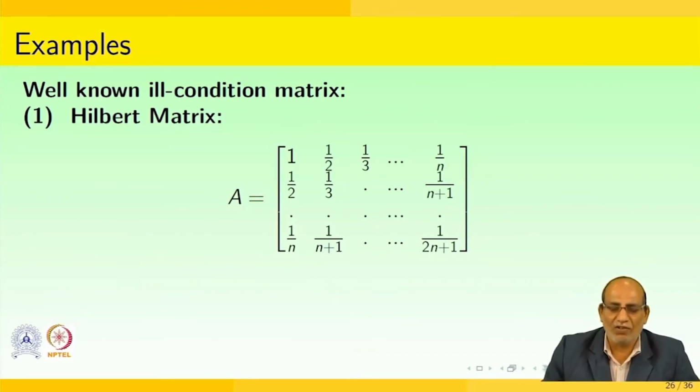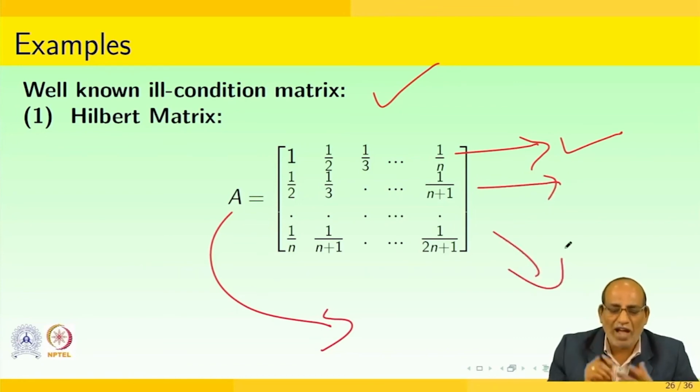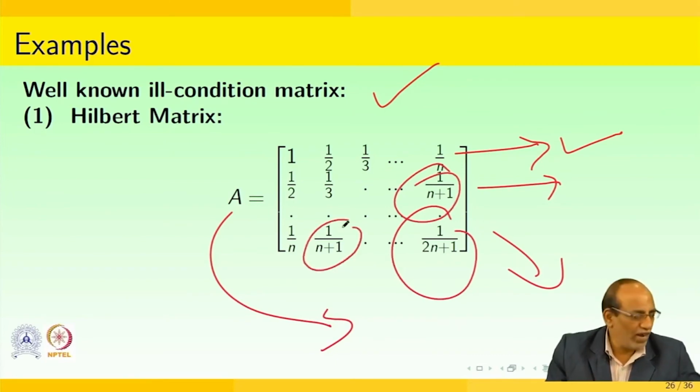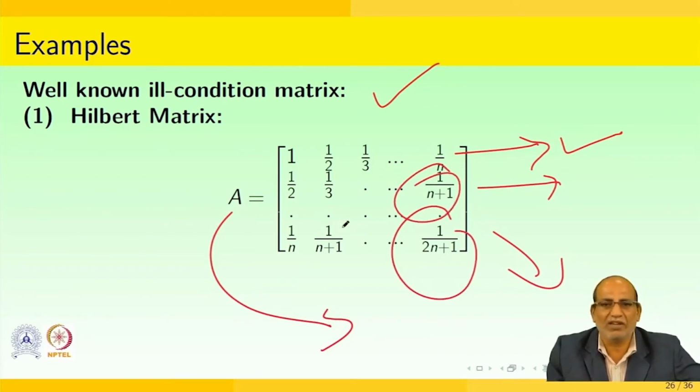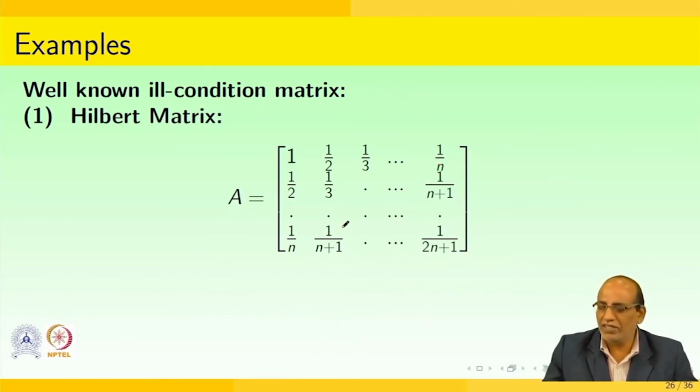A well-known ill-conditioned matrix, all of you know very well, is the Hilbert matrix. So when you have a Hilbert matrix, you see it contains 1, 1 by 2, 1 by 3 like this, and you have 1 by 2, 1 by 3 like this. So this is the well-known Hilbert matrix. Now what would happen to the ill-conditioned property of this Hilbert matrix? So you see here, as n is becoming bigger and bigger, the value becomes smaller and smaller. So how do we handle such systems is a very important issue in trying to find out ill-conditioned or well-conditioned.